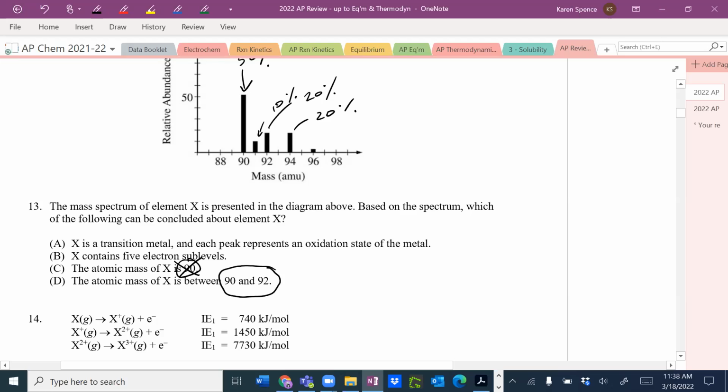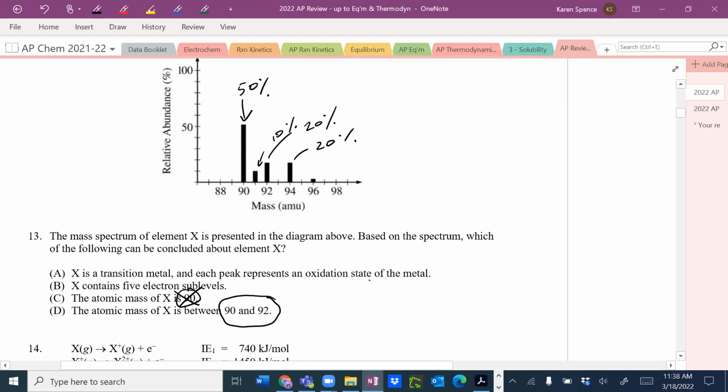Mass spec, the peaks don't have anything to do with the oxidation state, okay? And it has nothing to do with the electron sublevels. It is all about the mass.